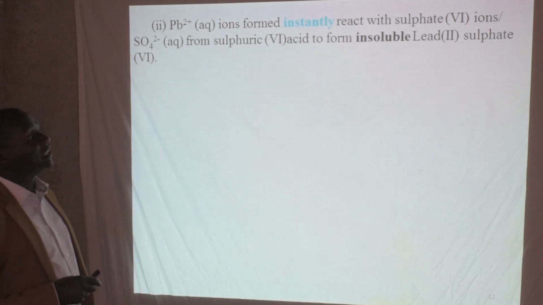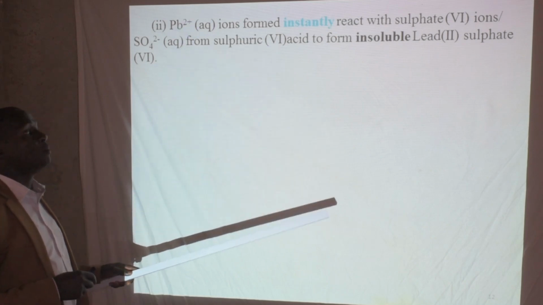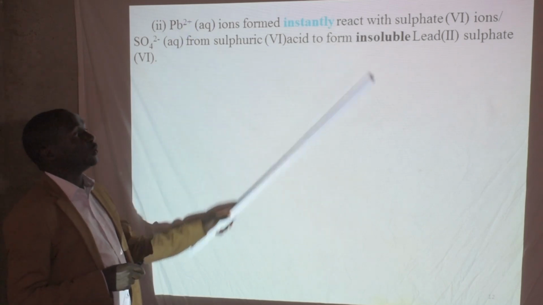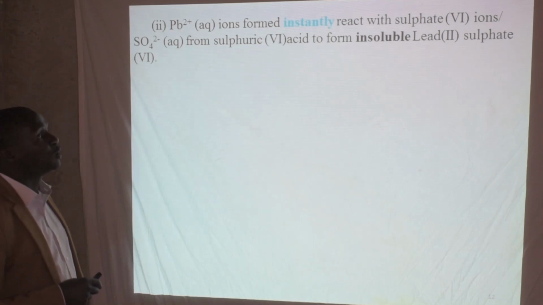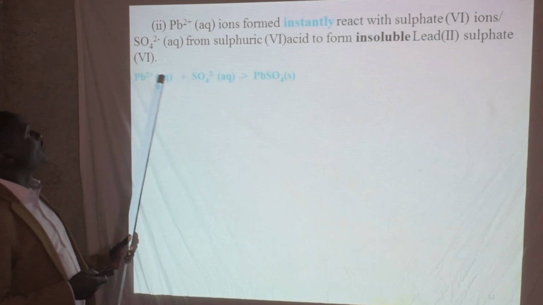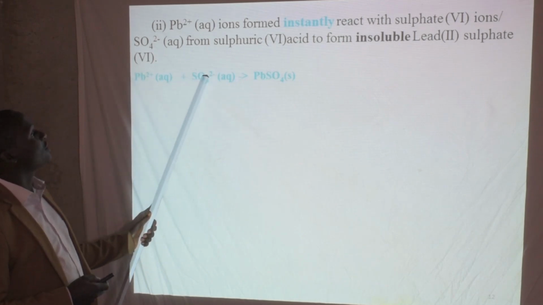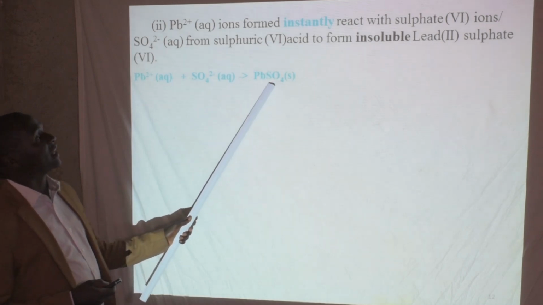So after some time, the reaction will become equally slow. Why? Because we will have formed a lot of insoluble lead 2 ions. So in this case, we have lead ions plus sulfate ions. It gives us lead sulfate.